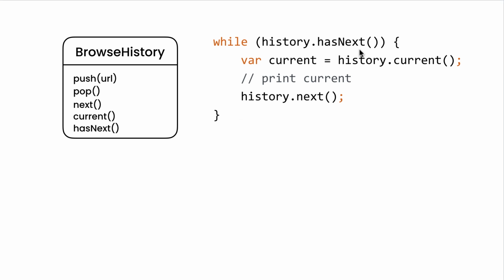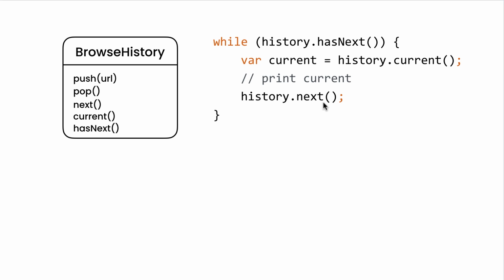So we call the hasNext method and ask the history, hey, do you have more items that we have to visit? If this returns true, then we read the current item, store it over here. So that's going to be a string. We can print it on the terminal and then advance the current item. So with this structure, we don't know the internal representation of the history object. Whether it uses a list or an array or a stack, it doesn't matter. The hasNext method returns a Boolean, the current method returns a string, and the next method returns void.